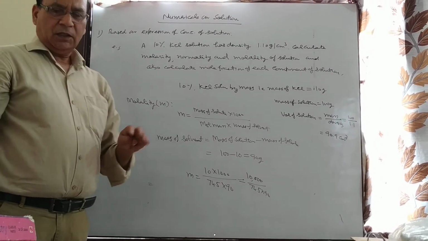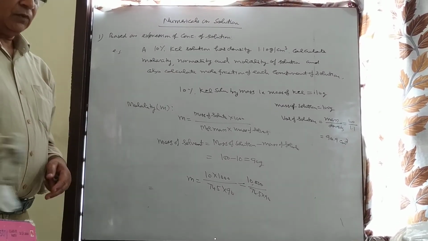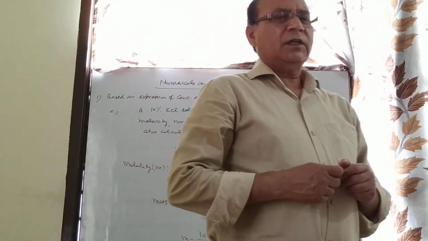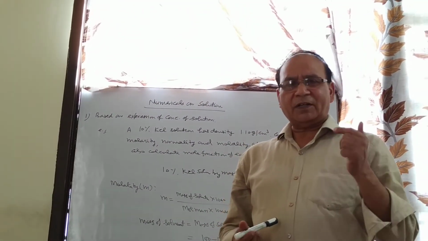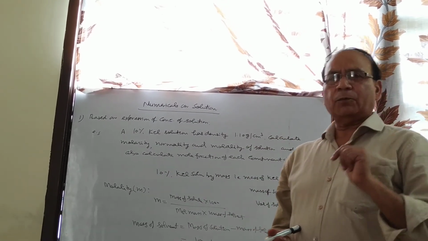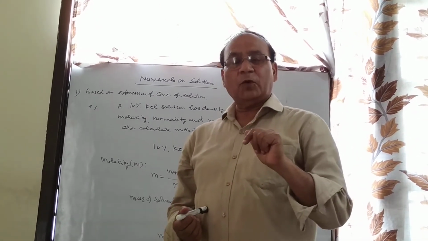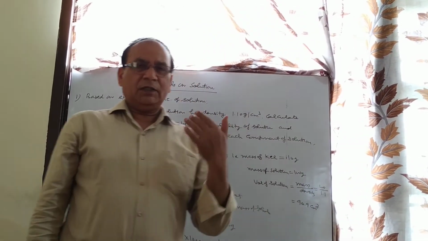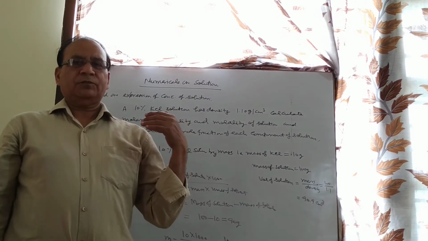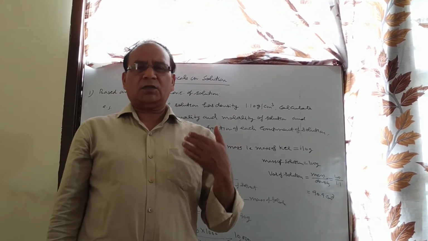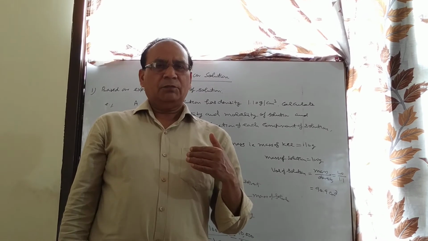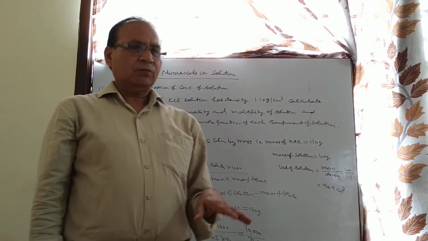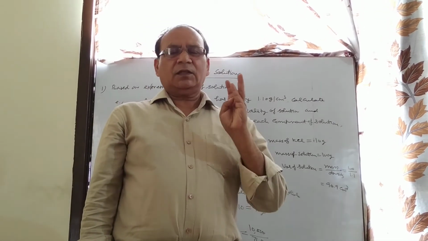Now last point is how to calculate mole fraction. And you may be knowing what is the definition of mole fraction. Mole fraction is the ratio of the number of moles of a particular component to the total number of moles of all the components present in the solution. So if we know that inside this solution there are two components, one is potassium chloride, the other component is water. Because the second component is not mentioned, it means this is the aqueous solution of KCl. So one component is KCl, other component is water.